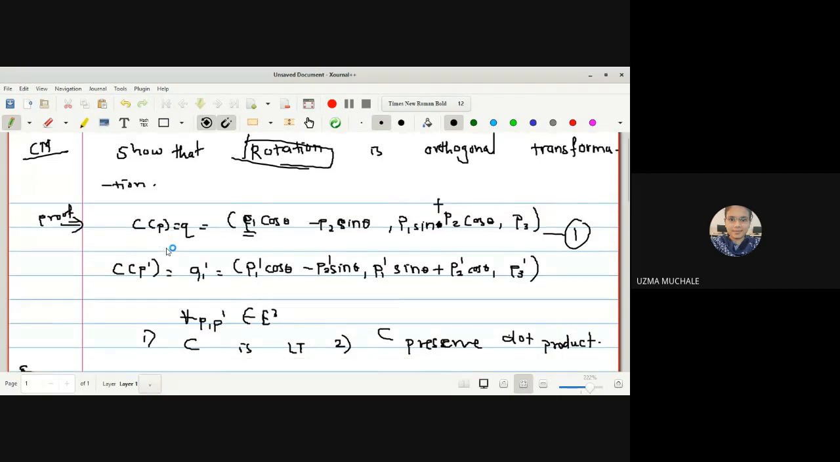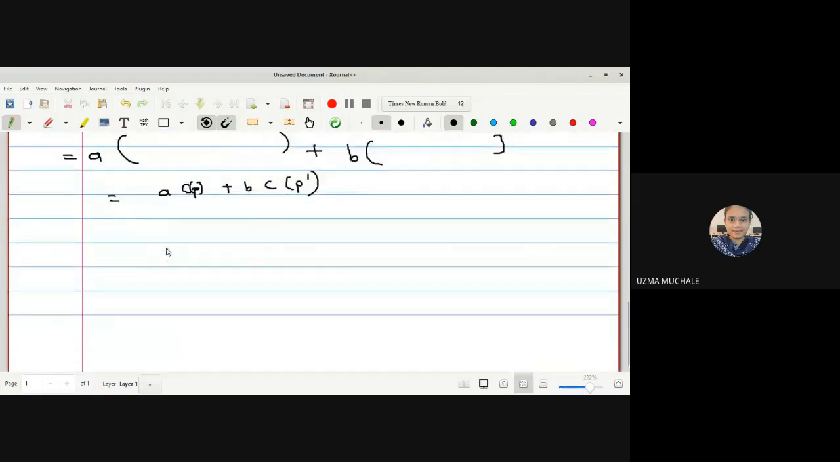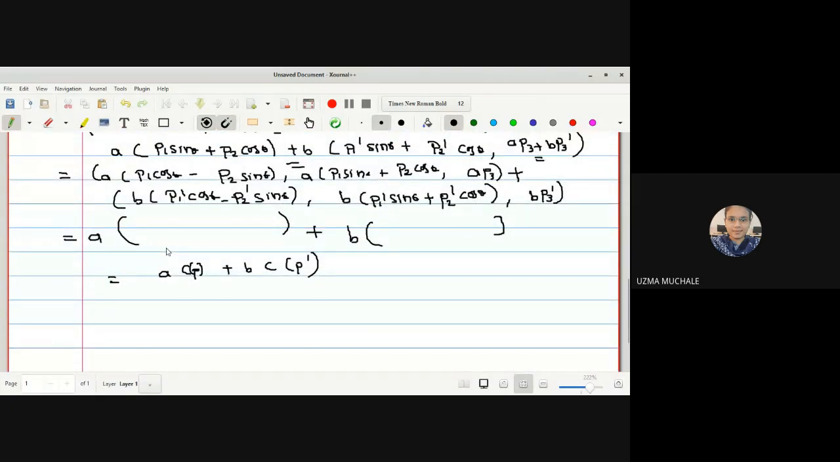Similarly you can get CP dash if I take B common from the second term. Does everyone understand? Yes, ma'am. So directly I can write this term will be your CP and this whole term will be your CP dash, which implies we have proved that C is a linear transformation.